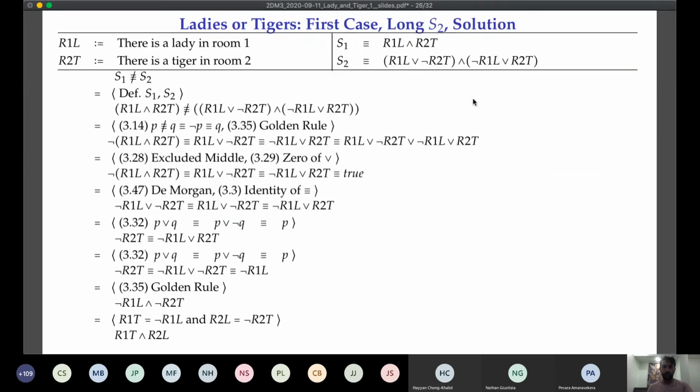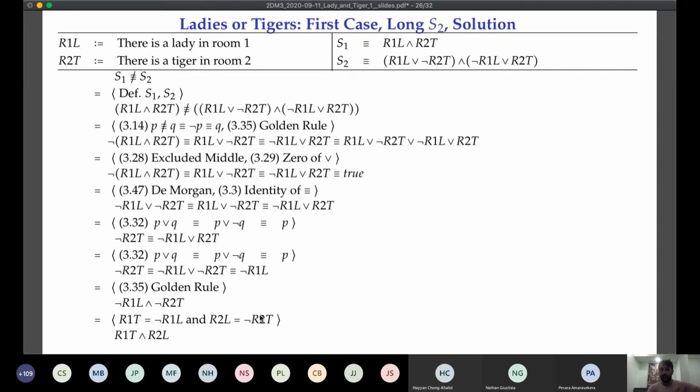Okay. Sorry about that. So you'll be able to do this yourself in time. But notice simplifying this calculation shows at the very end, at the very bottom, that room 1 has a tiger and room 2 has a lady. All right. And all you did was you started with what you knew at the very top, and you simplified using some laws of Boolean logic.